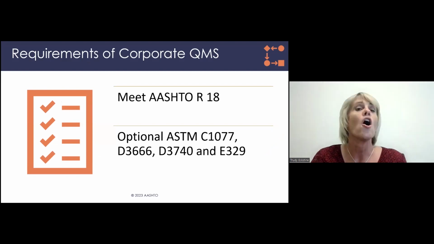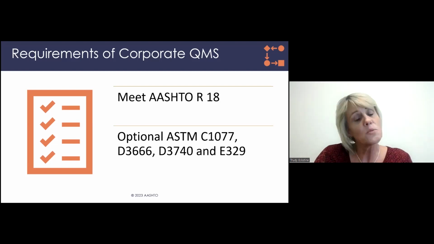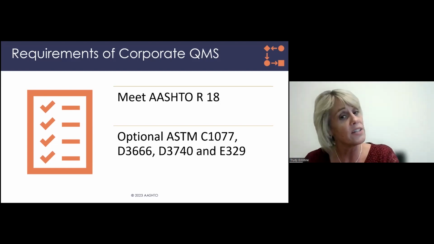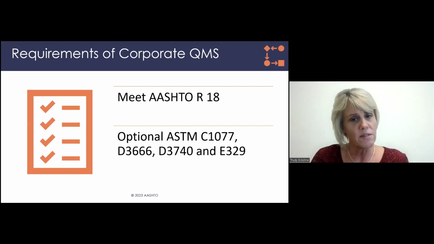So what are the requirements for your corporate QMS? Okay, it needs to meet R18. That is the main component that we review in your corporate QMS. All laboratories that are AASHTO accredited have to meet R18. But then your laboratory does have the option to have it reviewed for additional quality system standards, such as C1077, D3740, etc. We will also review that. We do prefer to review for all those standards because we know some locations may not be accredited for those standards, but there may be other locations that you have in your corporate account that are. So we'd like to review them all at once if possible.